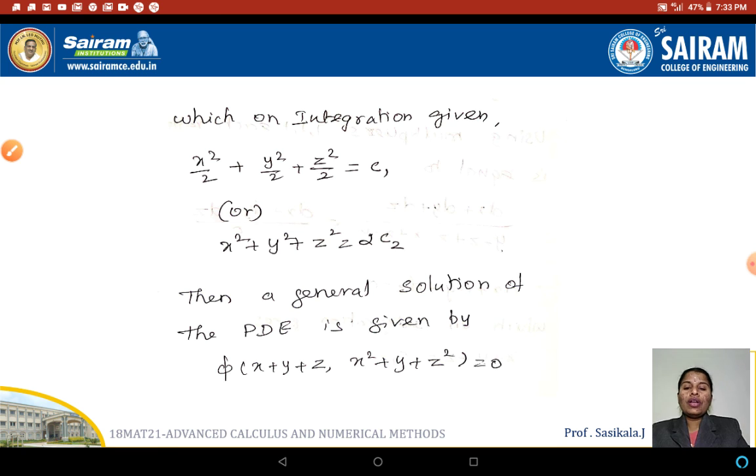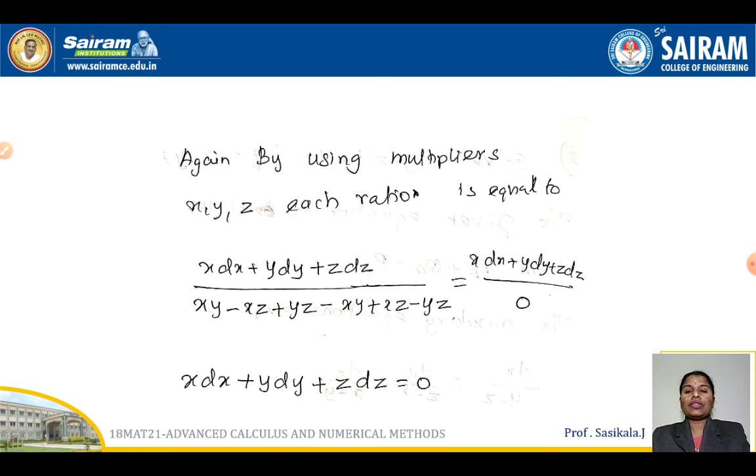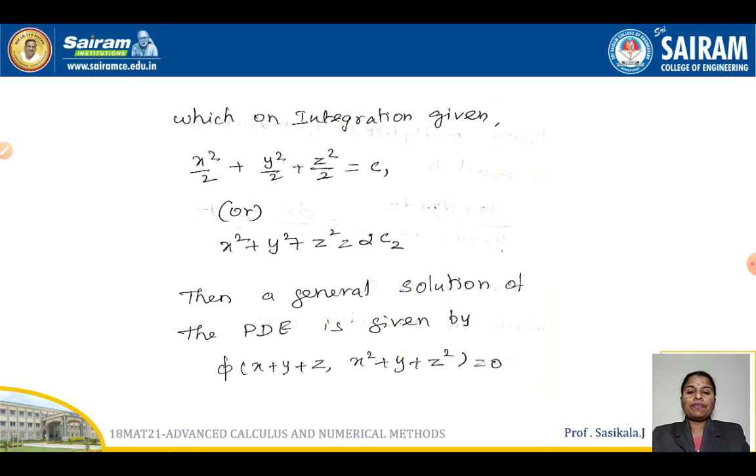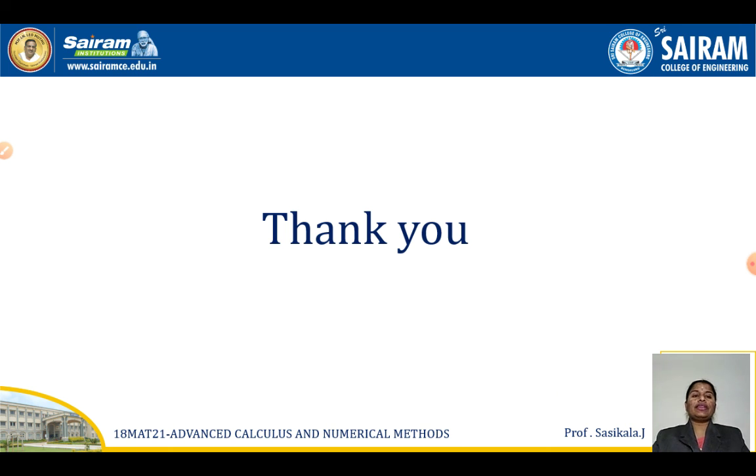Now this is your complete solution. So both the methods you can choose, depending on the question, whether multipliers are required or not. Once you write it, the complete solution you are supposed to write in terms of phi of u comma v is equal to 0.